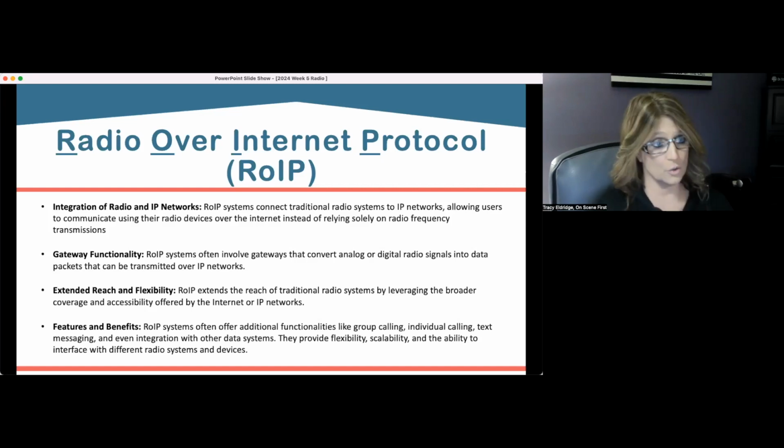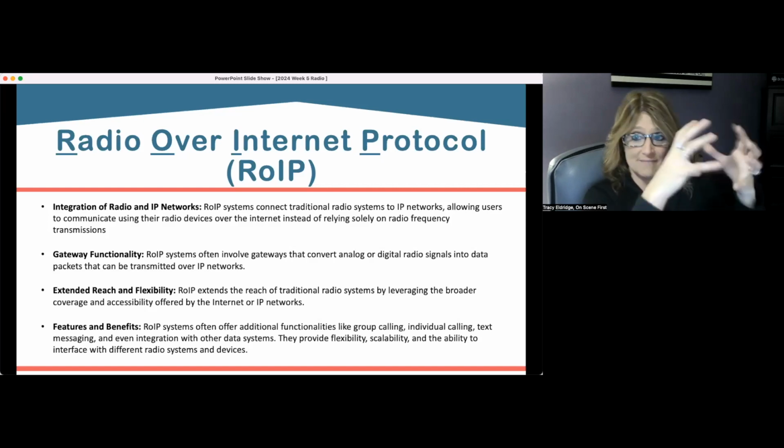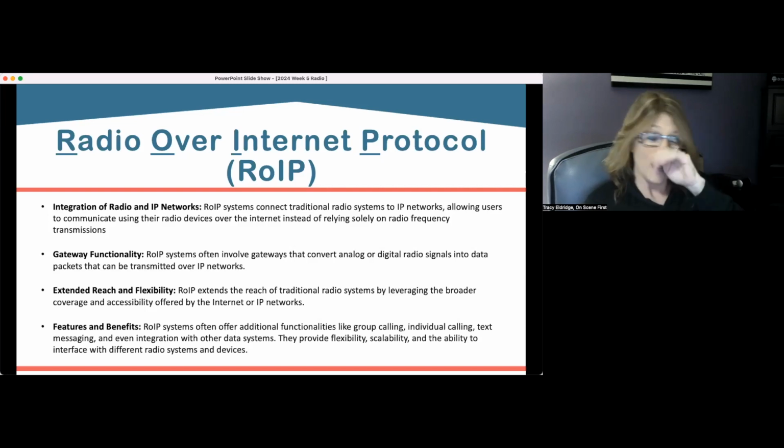By doing so, it's going to extend the reach and flexibility, just like our next generation systems that are on an ESInet, etc. And then it can also have other features and benefits like group calling, individual calling, text messaging, and integration with other data systems. Bottom line, anything we move to an internet-based anything is going to provide flexibility, scalability, and the ability to interface with different radio systems and devices. Not everybody can move to ROIP, so there have to be gateways that block off that place where one changes to another and then allows it to play nice in the same sandbox.